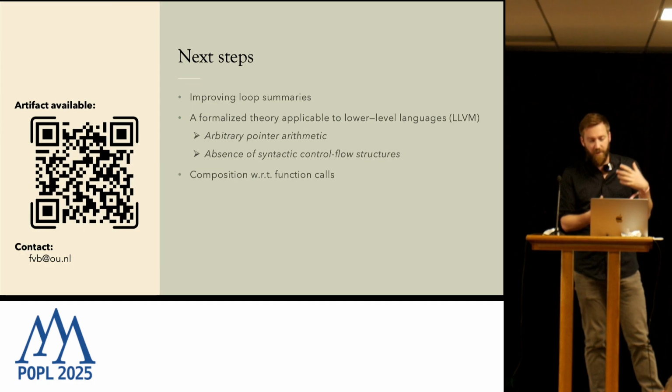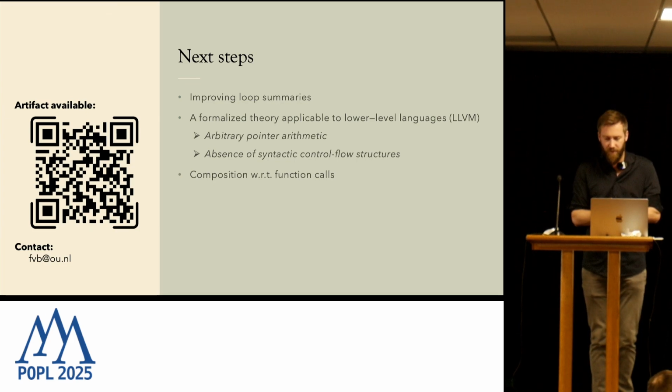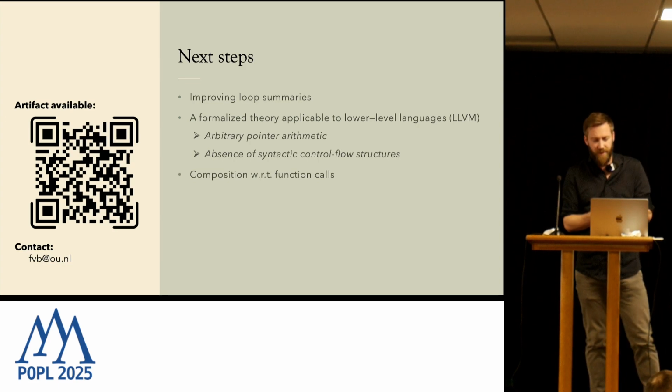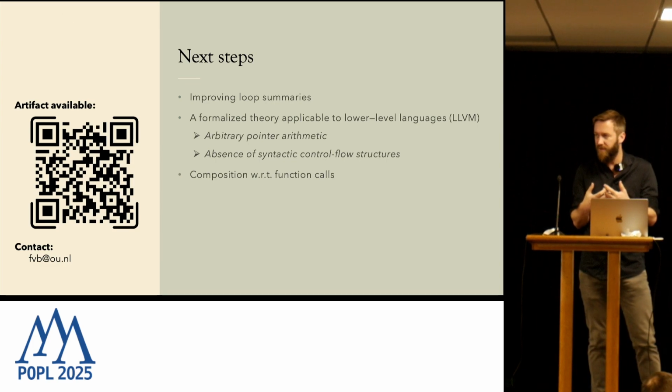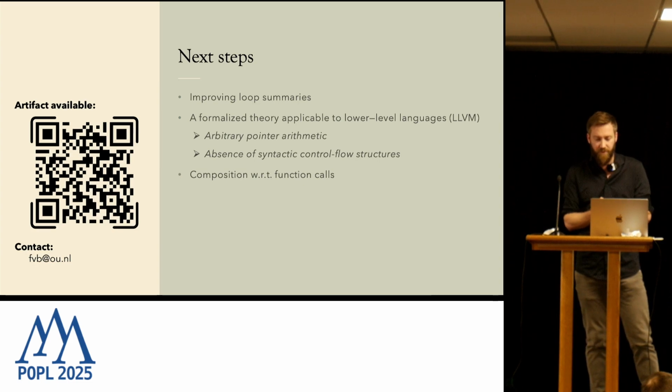I want to be able to apply this kind of reasoning to lower level code, for example LLVM, and then we get into challenges that in lower level code, pointer arithmetic often becomes very complicated, and that there's just an absence of actual syntactic control flow structures. Instead of while loops and if statements, you have a control flow graph, and it's not always possible to transform a control flow graph back into syntactic control flow structures.